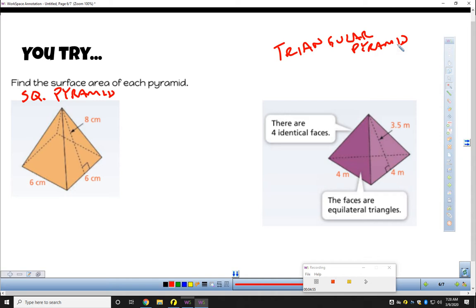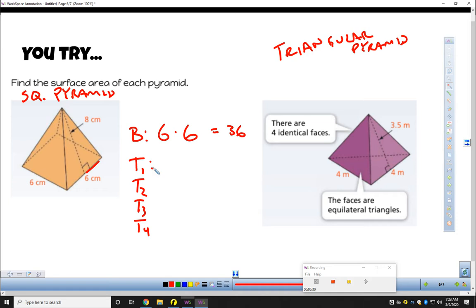So in the square pyramid, I would start with my base. Because it's a square, and each side here is 6, I know that the area is going to be 6 times 6, or 36. Because it's a square, I know that there are 4 sides to a square, so I would have 4 triangles. I also know that all my triangles are the same, so if I found the area of 1, I could just multiply that by 4.